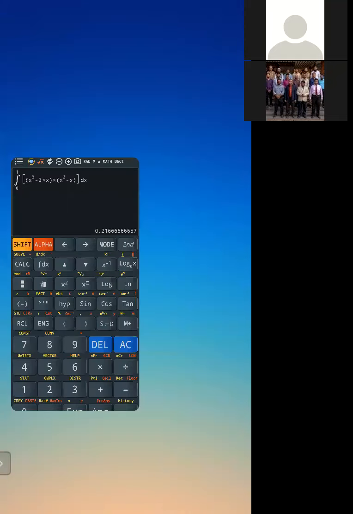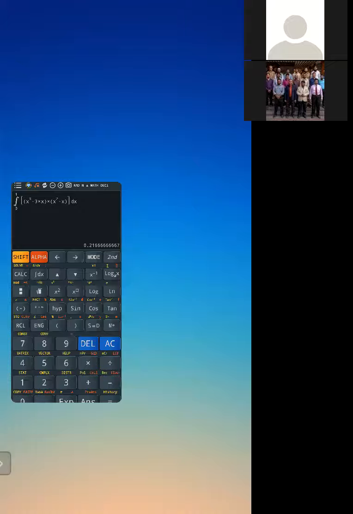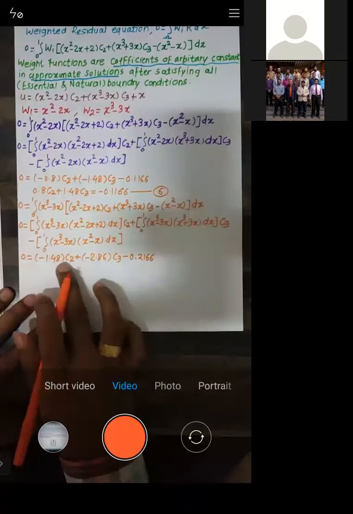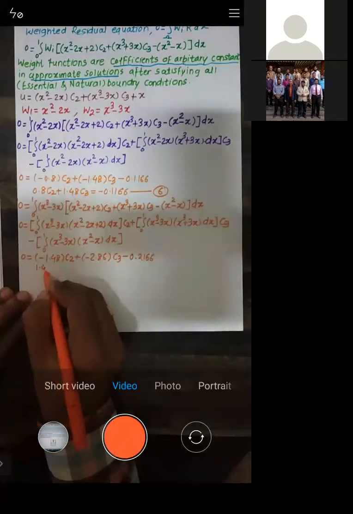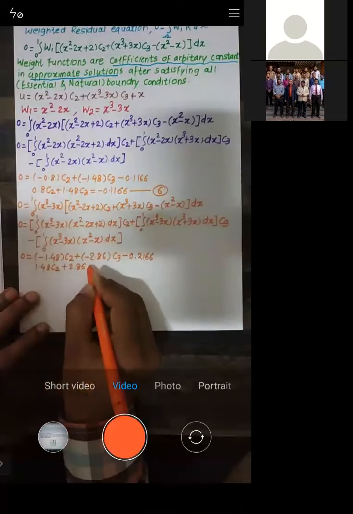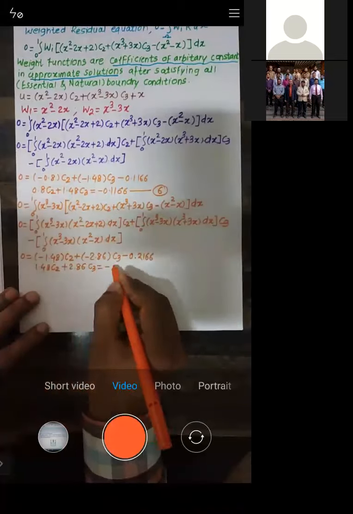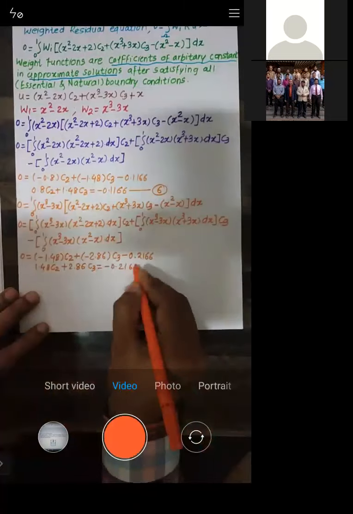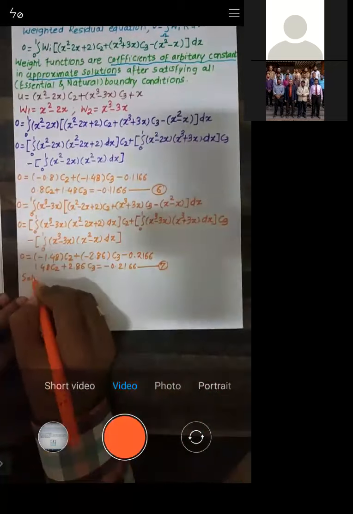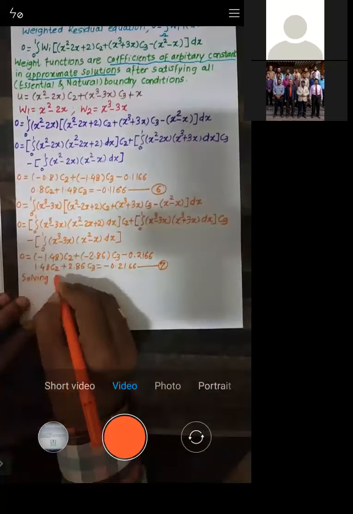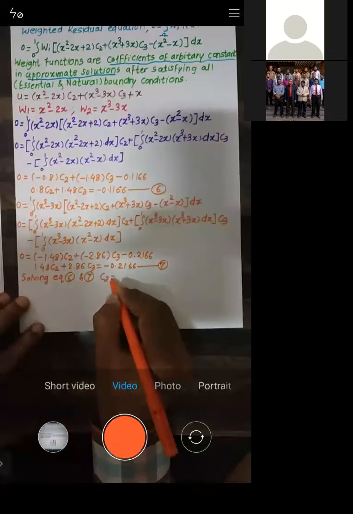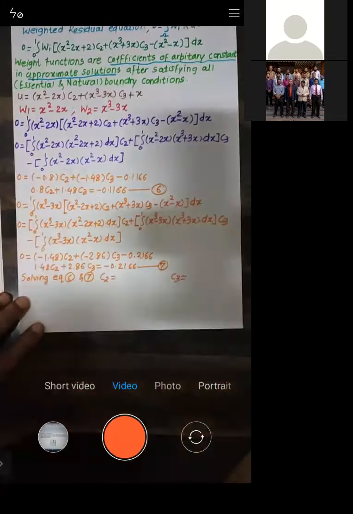Let's rearrange it. These two terms I'll bring to the left hand side, and they become plus. So 1.48 C2 plus 2.86 C3 is equal to minus 0.2166. Let this be equation number 7. Now solve equations 6 and 7, solving them to calculate C2 and C3.